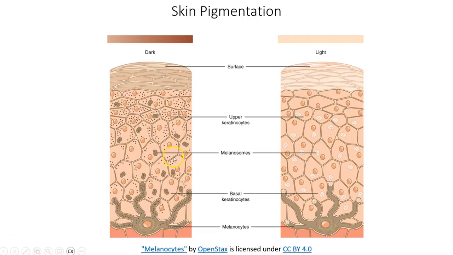So here we can see lots of this melanin pigment represented by those little dots. That is going to give skin and hair a darker color. And then if we have less of that melanin, then we are going to have much, much lighter skin or hair. And that melanin, as you can see, is getting distributed from the melanocyte out into the keratinocytes.